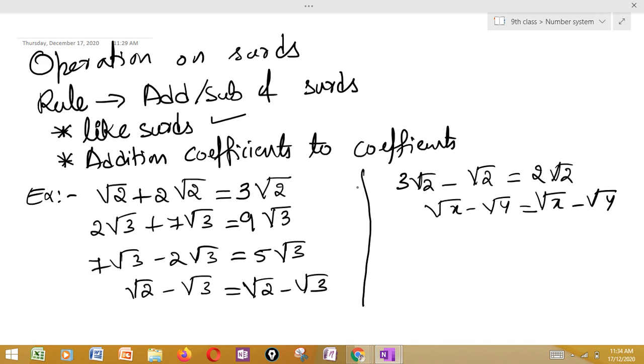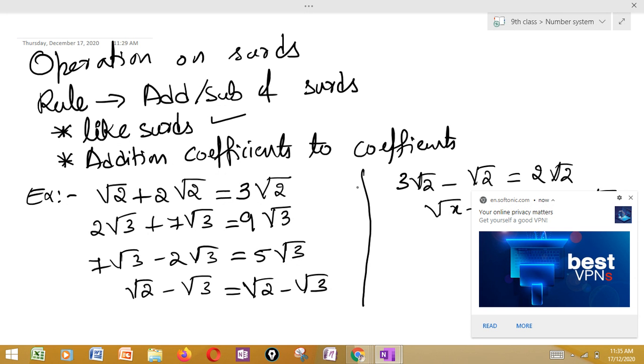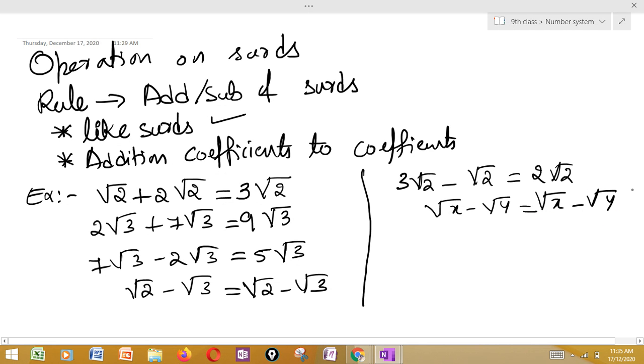Okay, is there any doubts up to the class what we have discussed today? Is there any doubts? Okay, can I ask few questions now? Yes, sir. Okay, what is surd? Irrational root of a rational number. Very simple definition is there. What is surd?